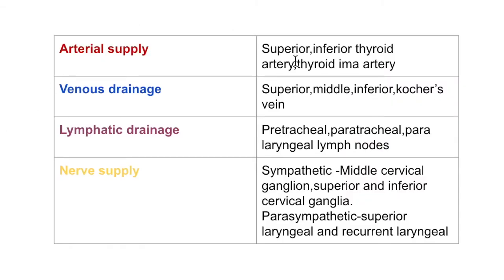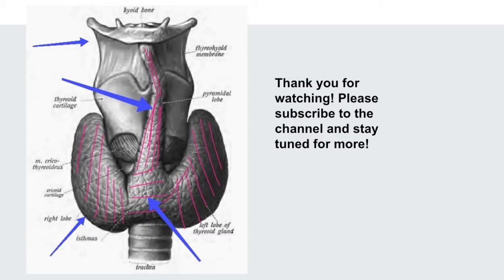Finally, let's conclude the lecture by summarizing the arterial supply, which was by three sets of arteries, the venous drainage again by three sets of veins forming the venous plexus, the lymphatic drainage, which was at the primary and the secondary level, and the nerve supply, which was through the sympathetic and the parasympathetic sources. So that's it in the discussion of the thyroid gland.